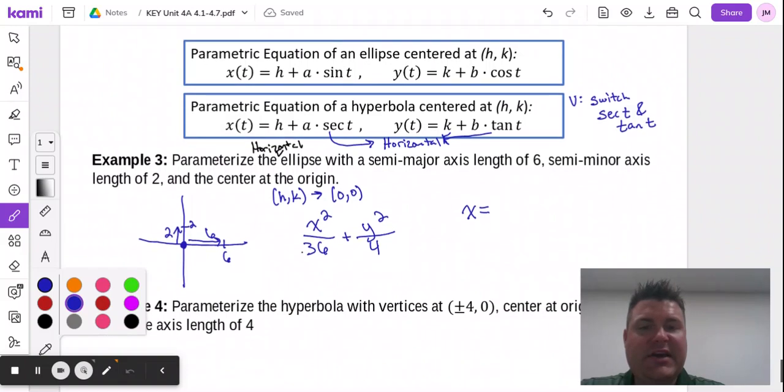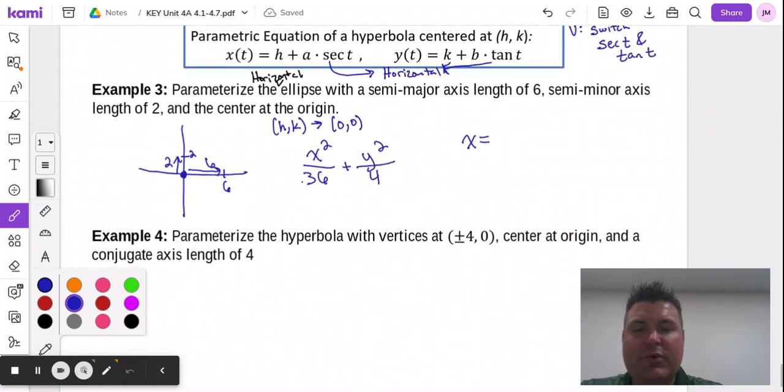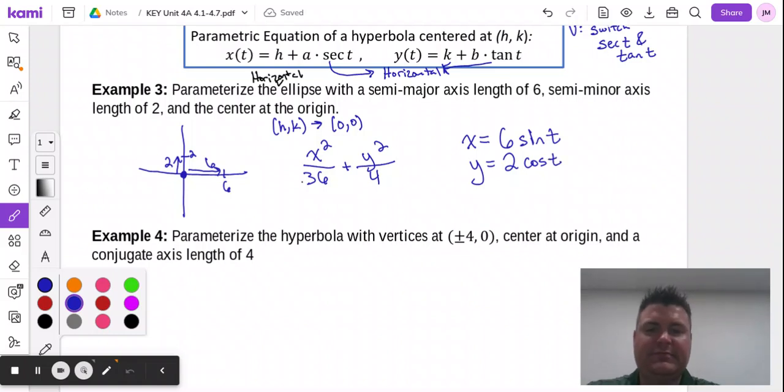So my h and k are just 0, so my a value is going horizontal. This is going to be just x equals 6 sine of t. And then y is going to be 2 cosine of t. All right.